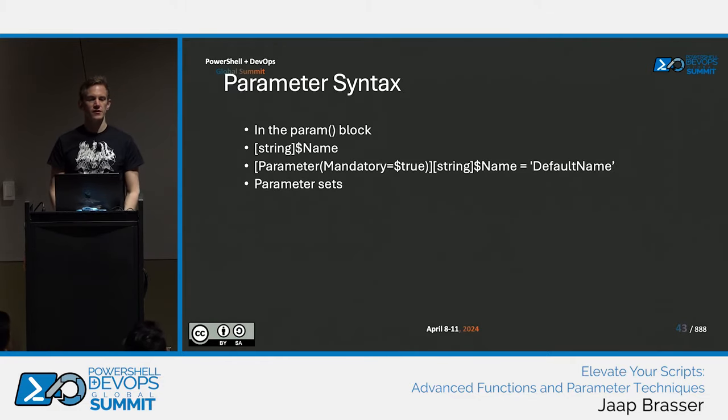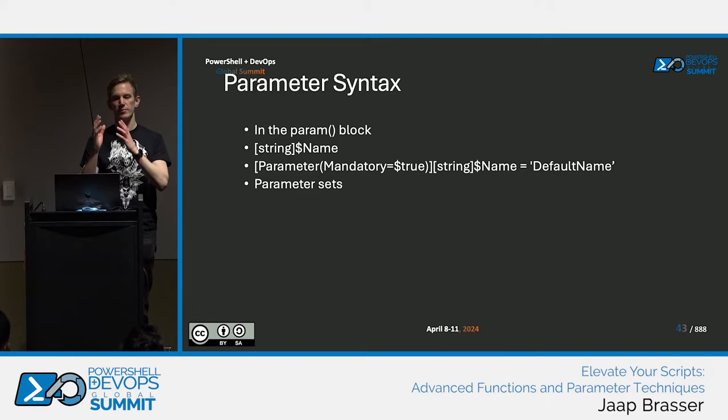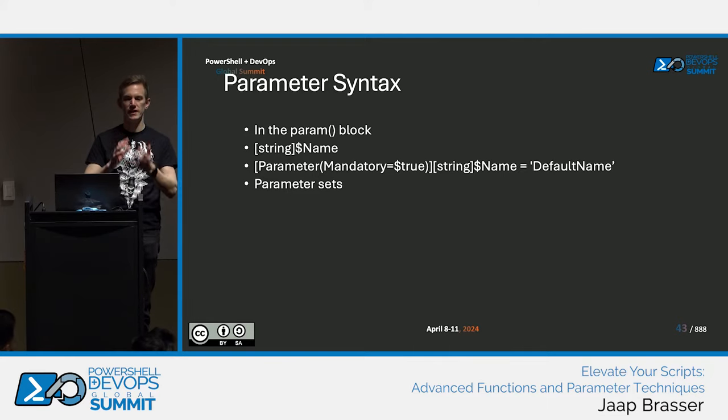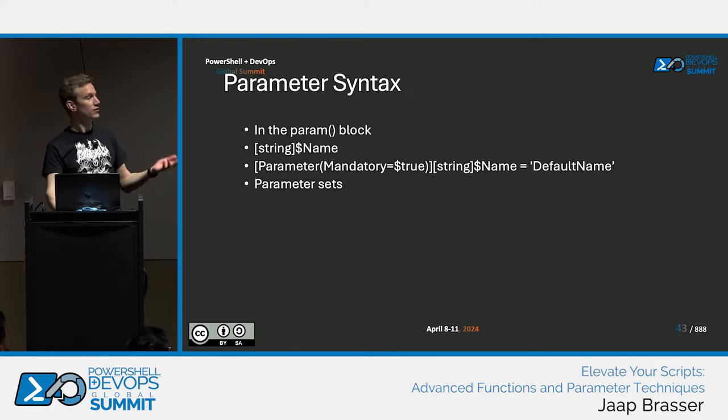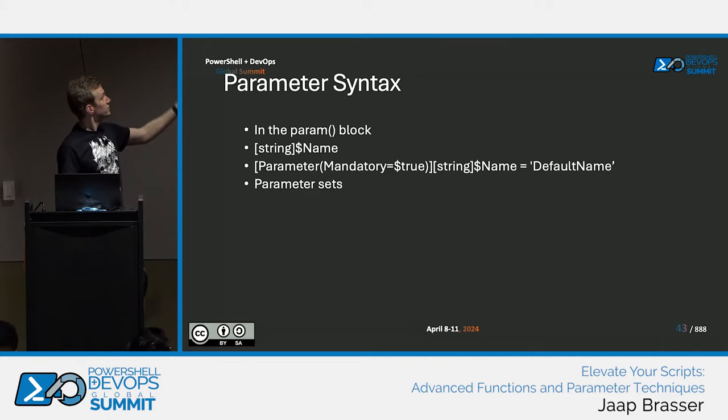So the parameter syntax. We define our function: function Get-PersonalGreeting. We have the parameter block, and inside there we can set up our parameters. The notation can be just [string]$Name, and then it's going to be a string. If you put the square brackets in there, then we can make sure it's an array. We can do more definitions, so we can say Parameter(Mandatory = $true) [string]$Name, and we can also set default values.